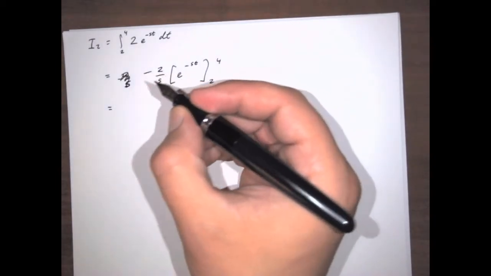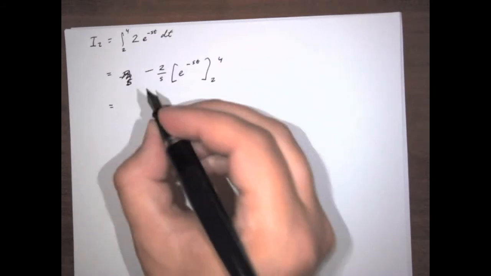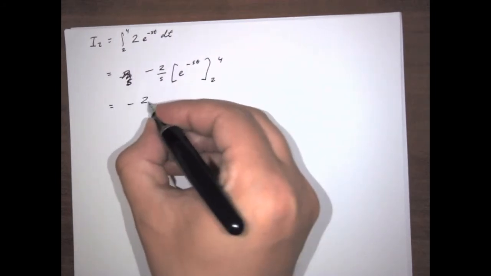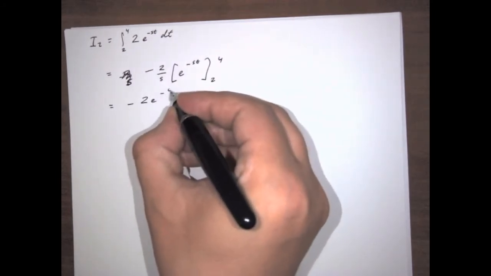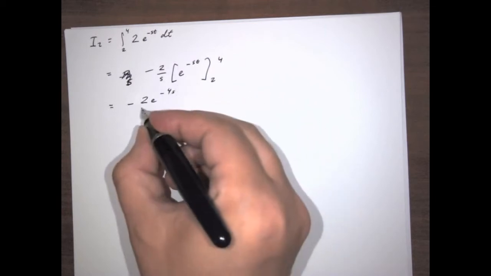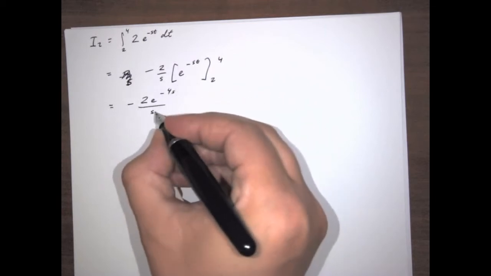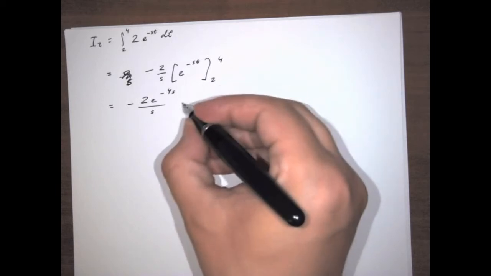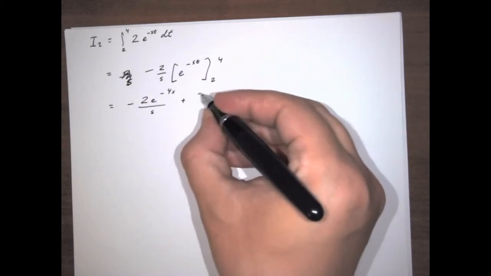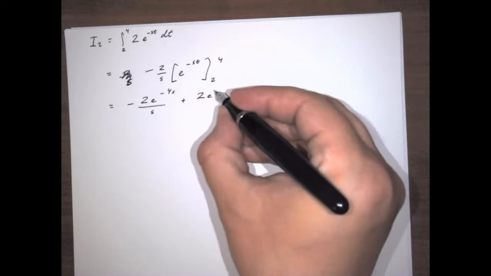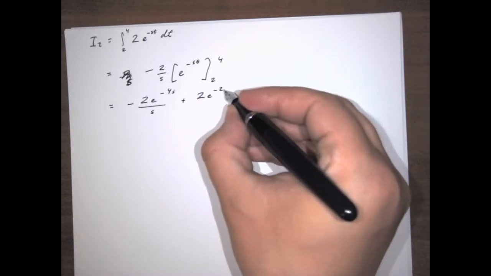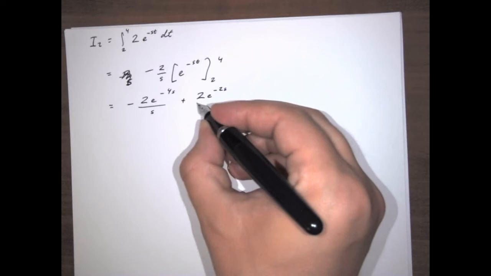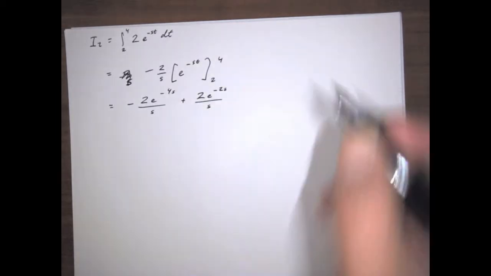And so what we're going to have is minus 2e to the negative 4s over s, minus negative, so plus 2e to the negative 2s over s.